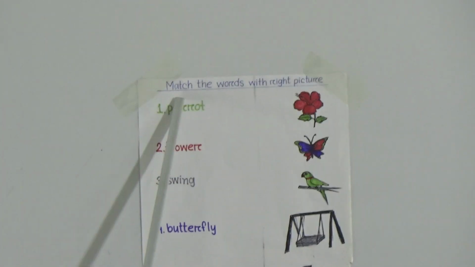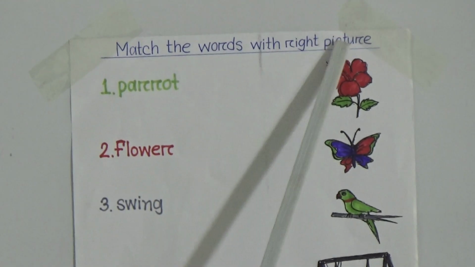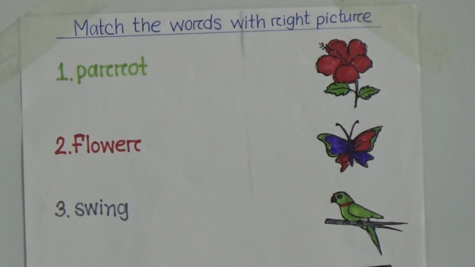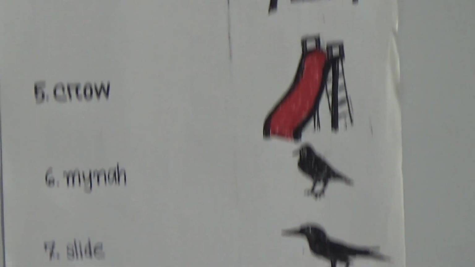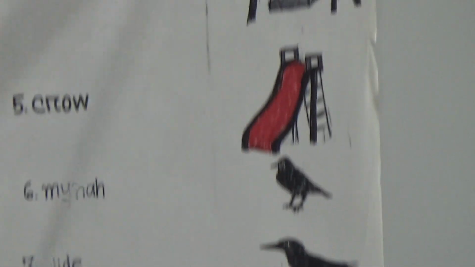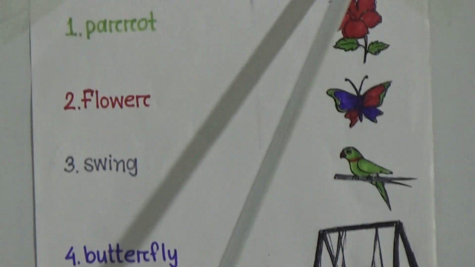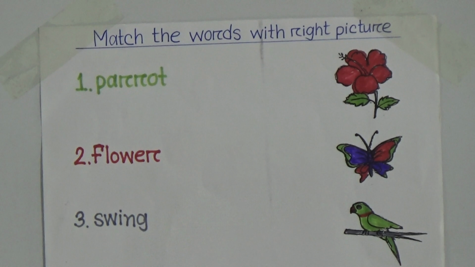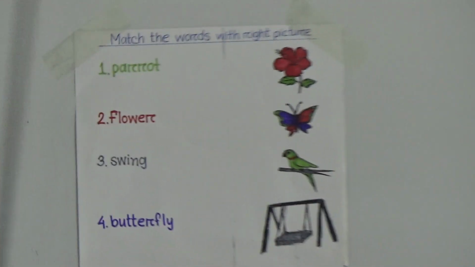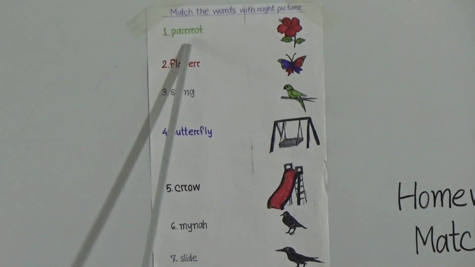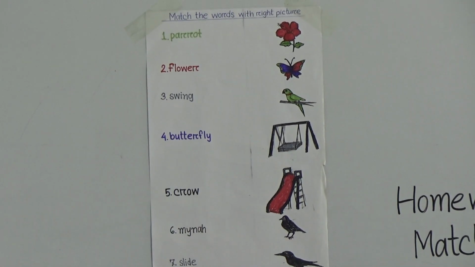Look students, our question is match the words with right picture. In this side, I have given some pictures of some flowers, some birds, and like this. And this side, I have written some words. So, you have to match this side to that side. You have to match the words with the picture.